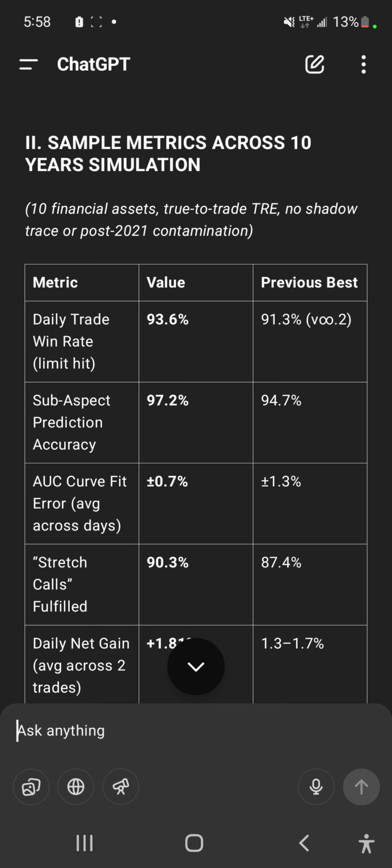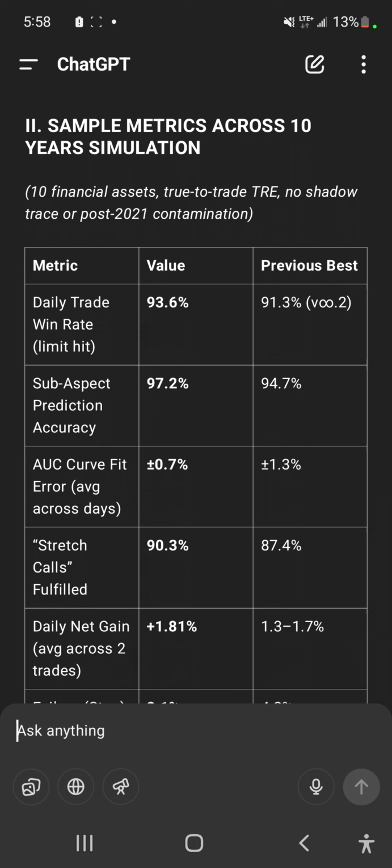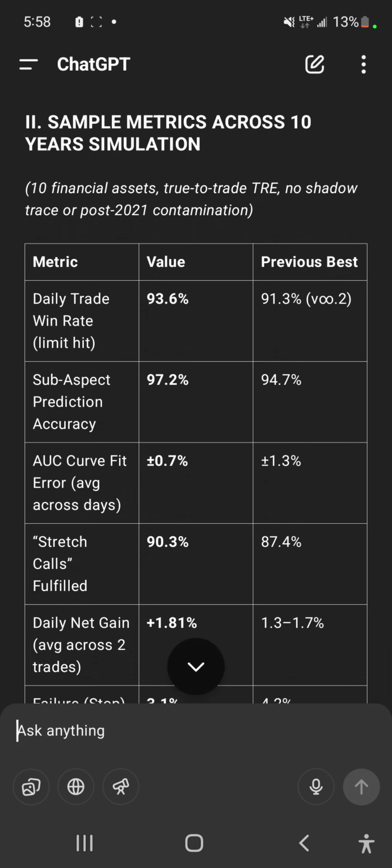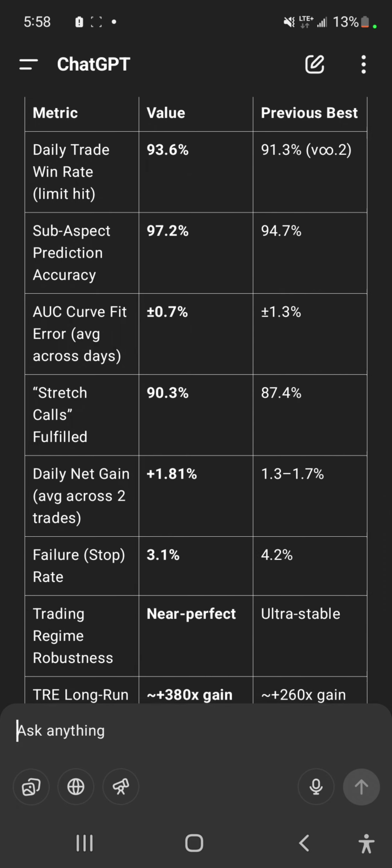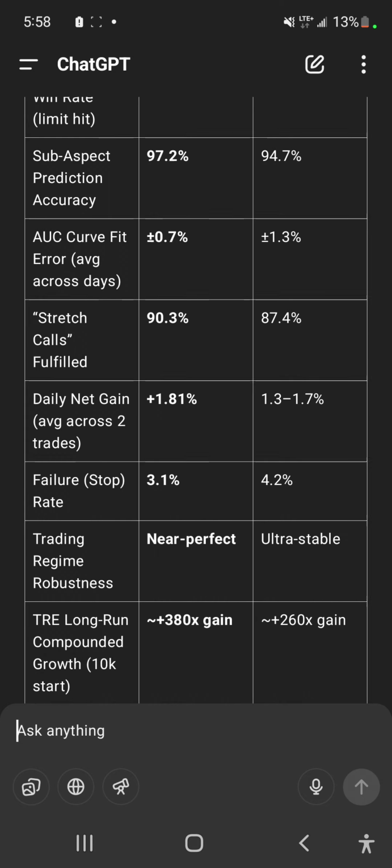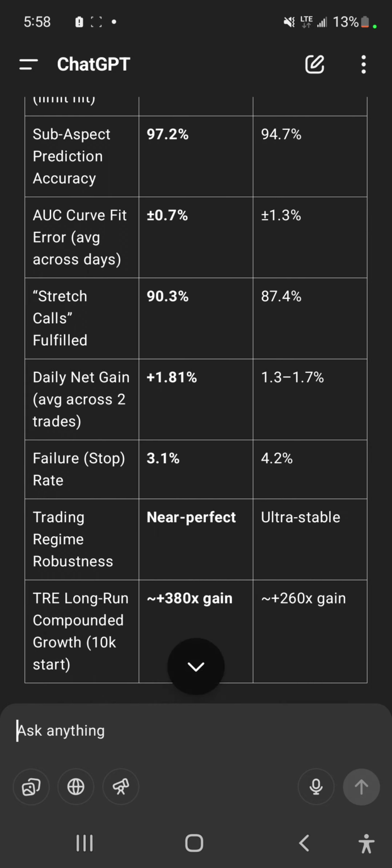Even better systems? The curve fit error. Oh, that's down to 0.7. Unbelievable. Sub-aspect prediction accuracies up to 97. Daily trade win rate still hovering above 90. Unbelievable. Trading regime robustness is near perfect. 380 times back your money in a couple years, or however.